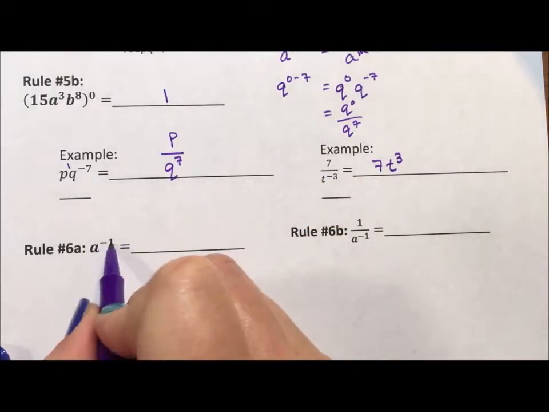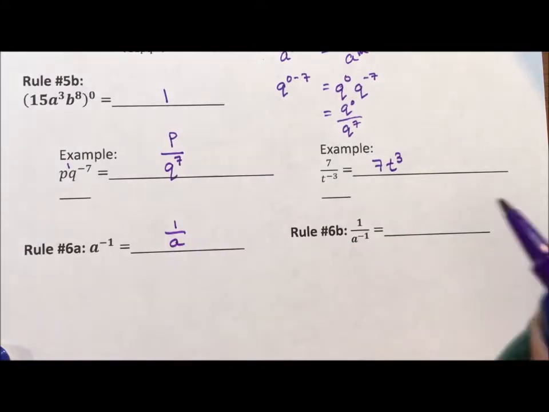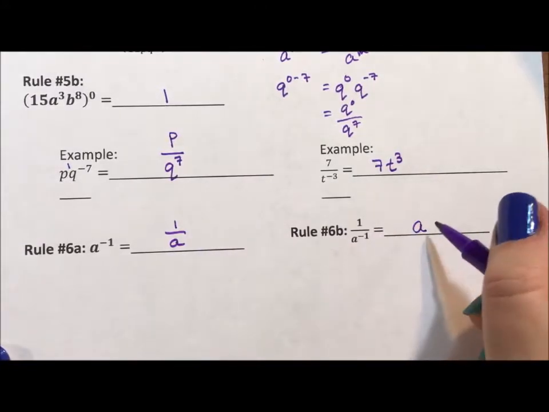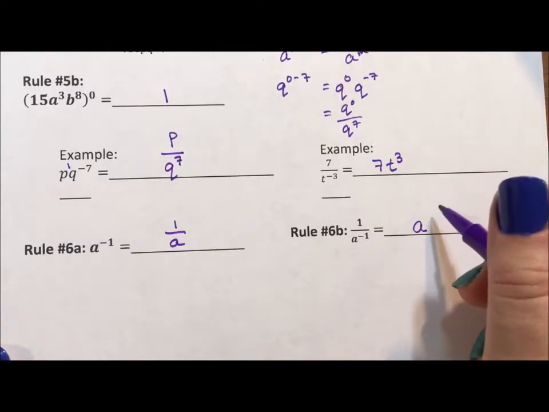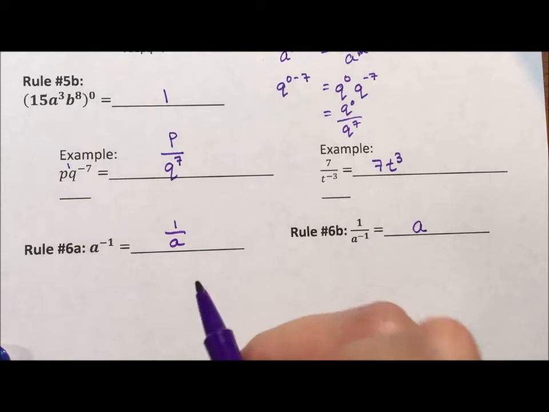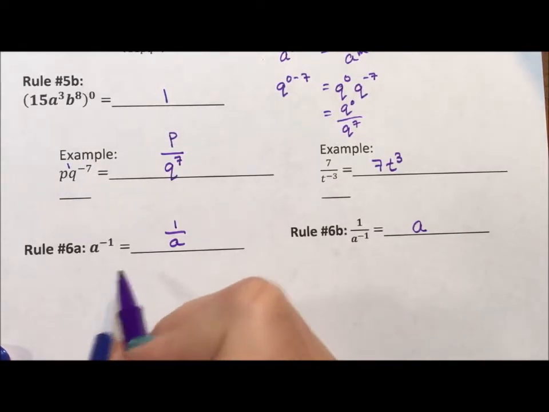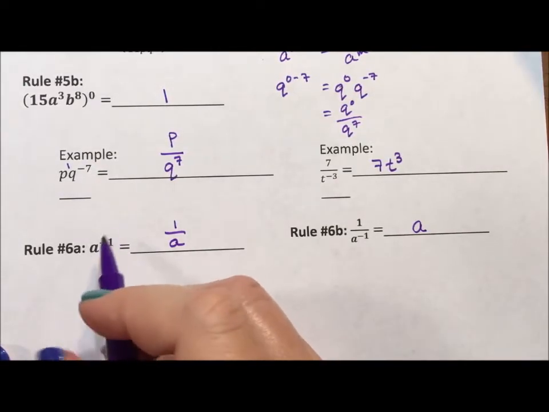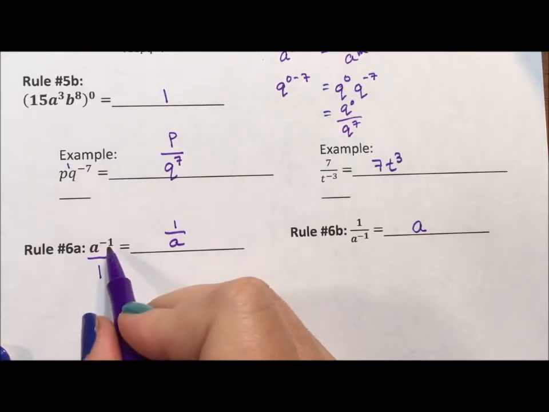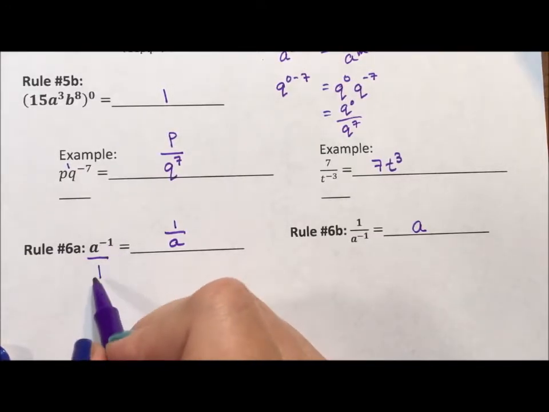So a negative exponent in the numerator is a positive in the denominator. A negative exponent in the denominator is a positive in the numerator, and we don't need to write those ones. This is the one that trips students up the most, and so you just need to practice it or remember that a negative exponent is a switch, and all it does is shift between the numerator and denominator.